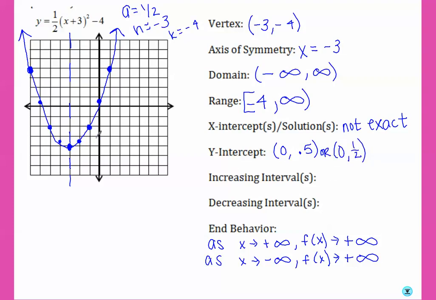It's increasing on the right-hand side of our axis of symmetry this time, so we know it's going from -3 to infinity. And it's decreasing on the left-hand side, so negative infinity to -3.